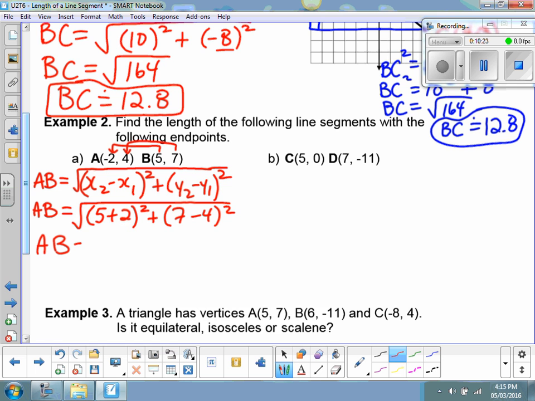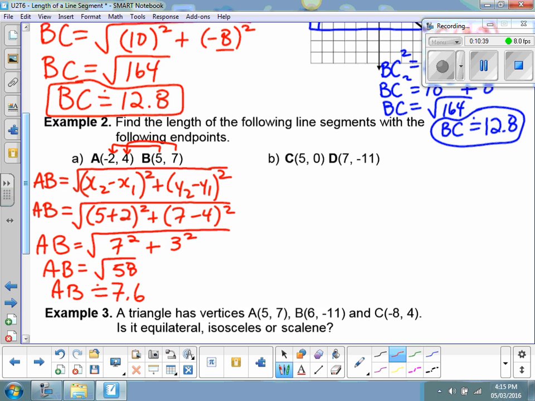So we end up with 7 squared plus 3 squared. So AB is the square root of 58. And if we round that to 1 decimal place, the length of AB on a graph would be 7.6 units.